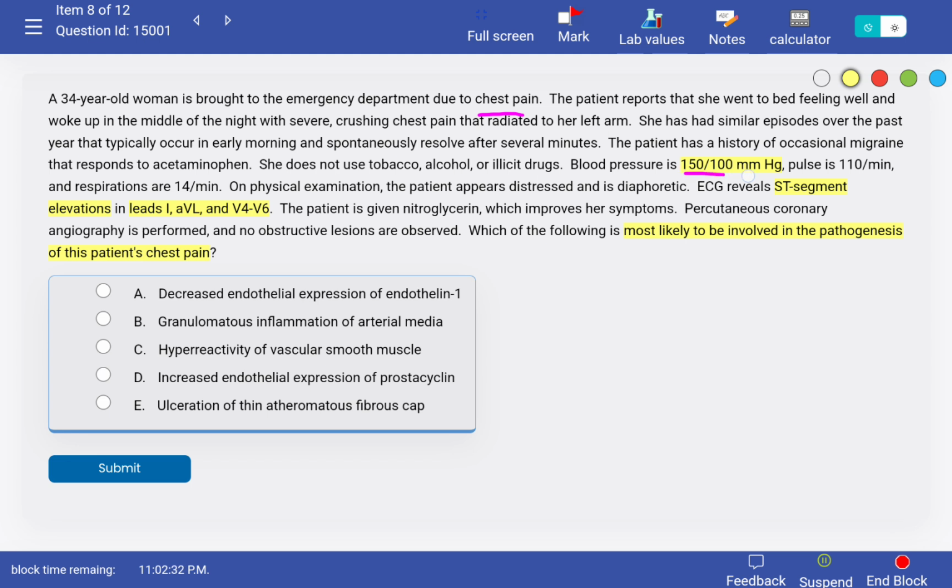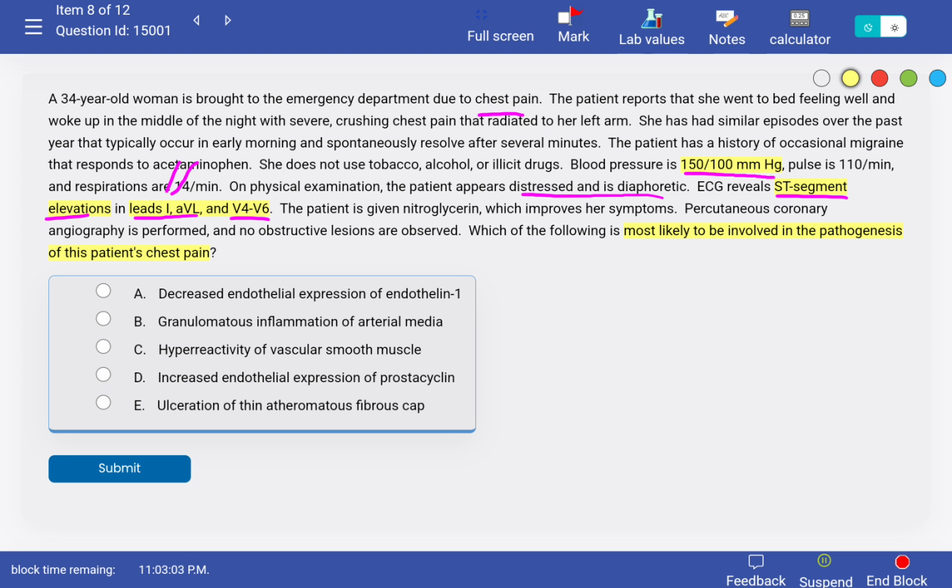BP is 150 by 100 mm of mercury. Pulse is 110 per minute. Respirations are 14 per minute. On physical examination, the patient appears distressed and diaphoretic. Okay. ECG reveals ST elevation in lead I and aVL, that is representing lateral wall MI, and V4, V5, V6, anterior wall MI. So anterolateral. Okay. The patient is given nitroglycerin, which improves her symptoms.